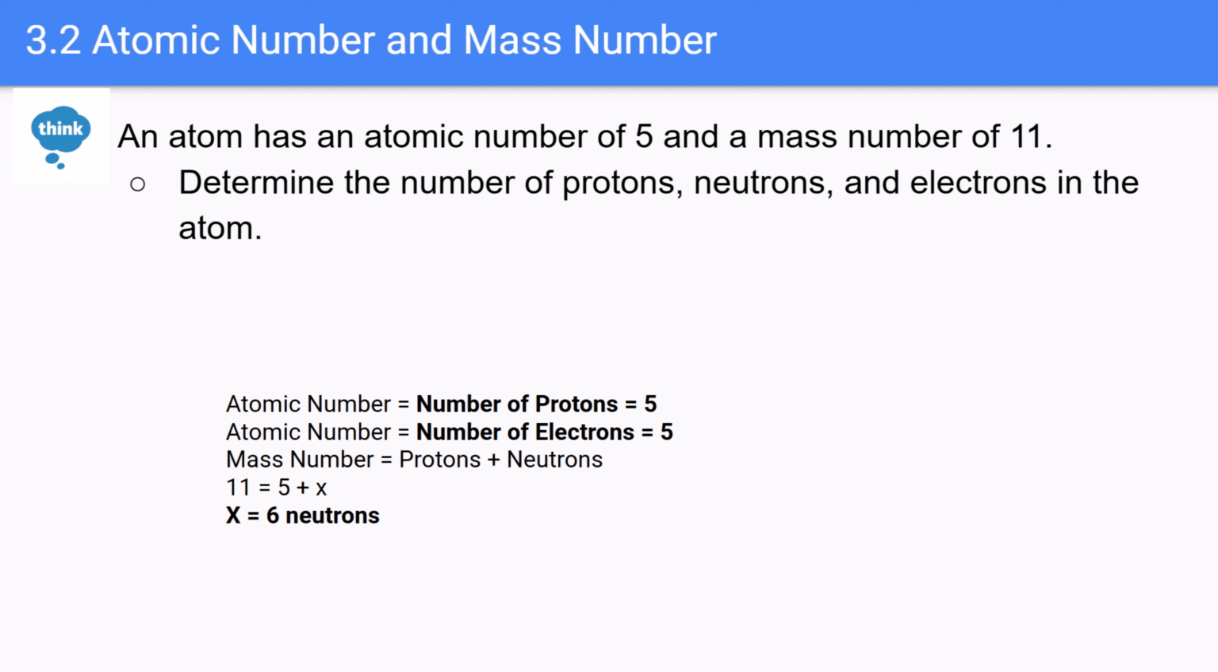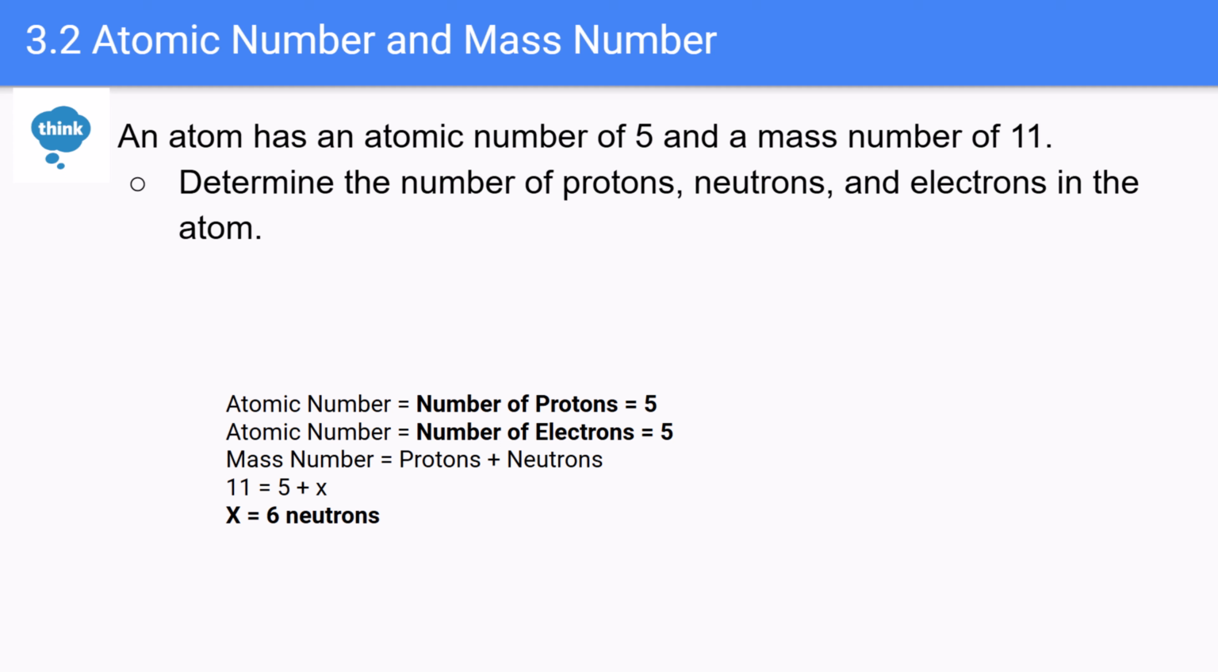So in this case, we can easily figure out the number of protons and electrons because both of those would be 5. Remember that the mass number is the number of protons plus neutrons. So basically, this ends up becoming a math equation. The mass number of 11 is going to equal the number of protons, 5, plus the number of neutrons, which is unknown. And so we just do a little bit of math there. We take 11 minus 5, and we end up with 6 neutrons.